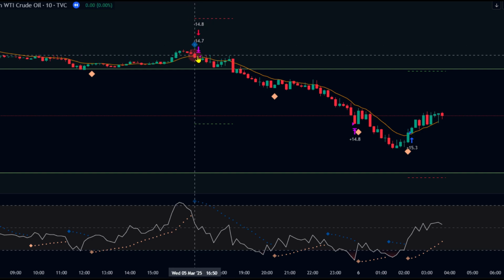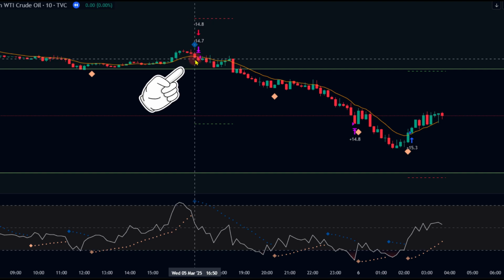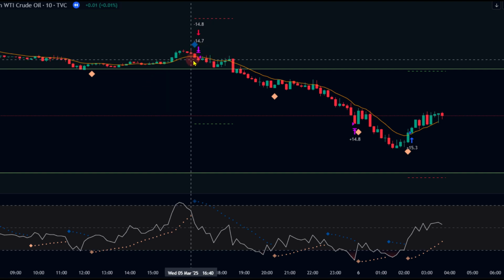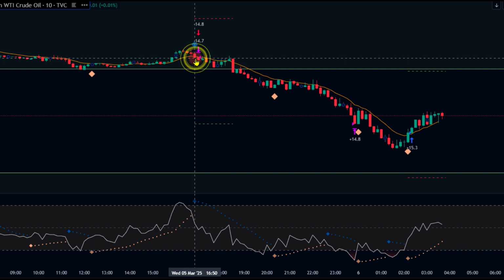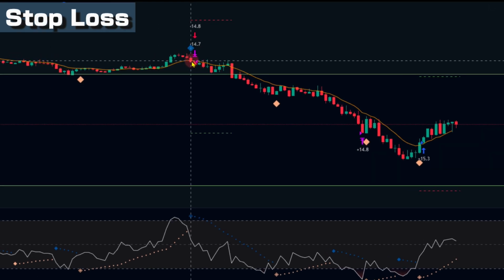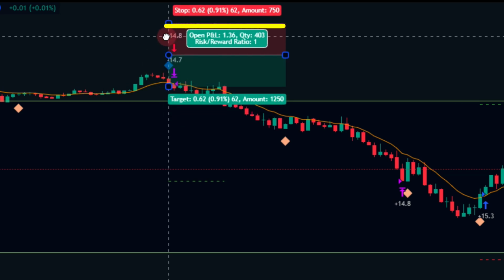Step 3. Price is below the EMA. Lastly, confirm whether the price is positioned below the EMA. This shows the overall trend is downward, allowing for a trend-aligned short entry rather than a counter trade. Stop loss. Set your stop loss at the high of the previous candle plus $1.